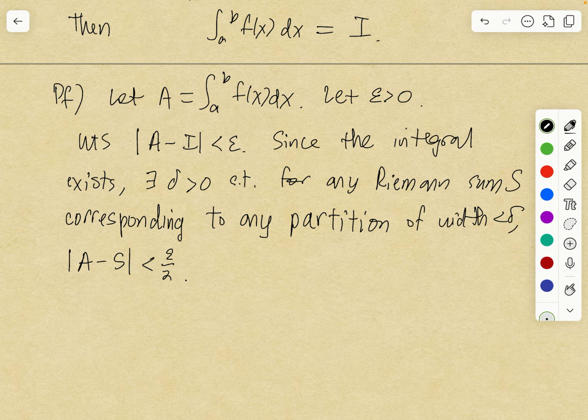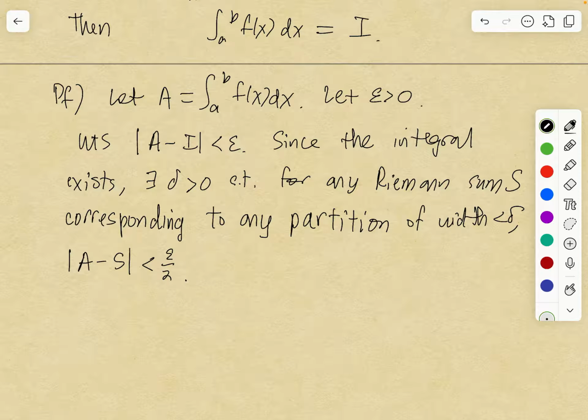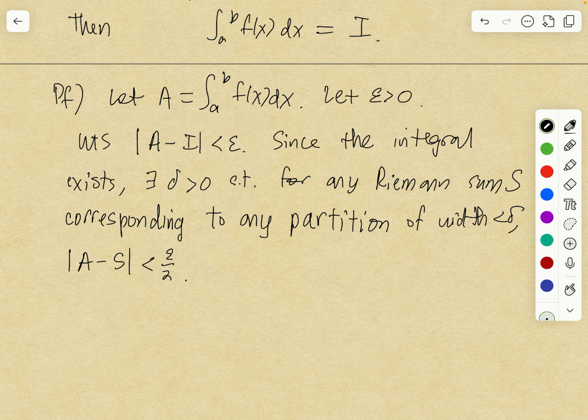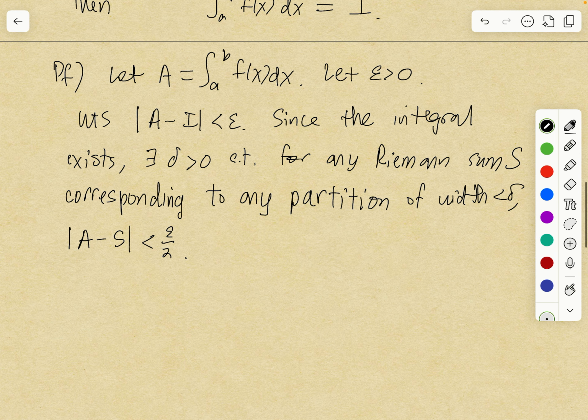That's just stating the definition of Riemann integrability and using epsilon over 2, which we can do because we're just using the standard kind of analysis trick that if something is true for all epsilon greater than 0, then it must be true for all epsilon over 2 greater than 0. So, yeah. Okay. So we have this.